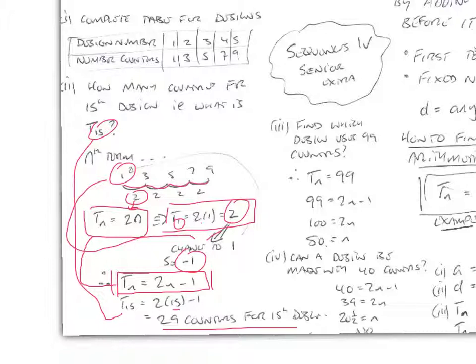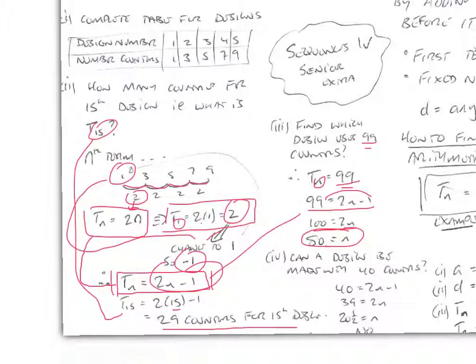Now, what design uses 99 counters? Well, which design is it? Is it the 50th, the 51st? What's its n value? What's its position? Well, we're told that the value of the term in that position is 99. So 99 must be equal to 2n minus 1. So that means 100 is equal to 2n. So the 50th design has 99 counters.